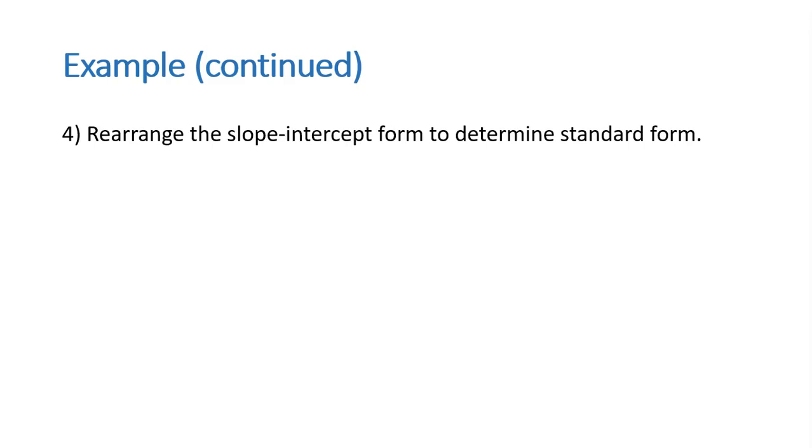Last but not least, we want to rearrange to find standard form. So our slope-intercept form is y equals 3x minus 10. We know standard form has x and y on the same side of the equation, so we need to move that 3x over to the left-hand side. So move the 3x over, that becomes -3x plus y is equal to -10.